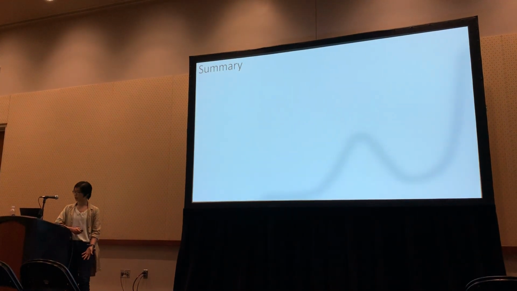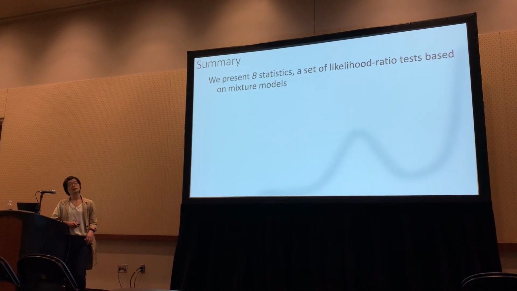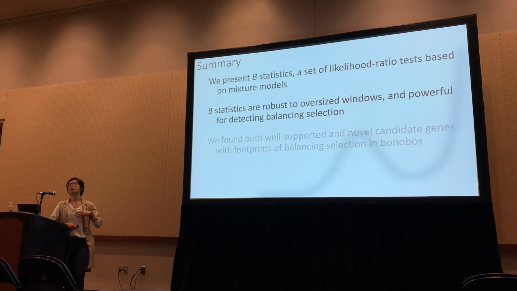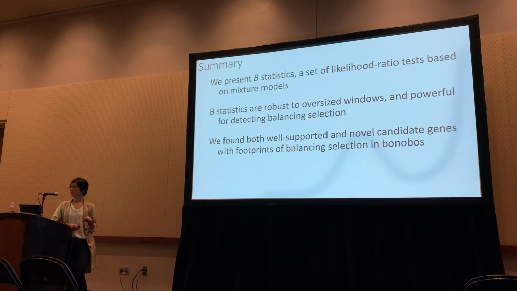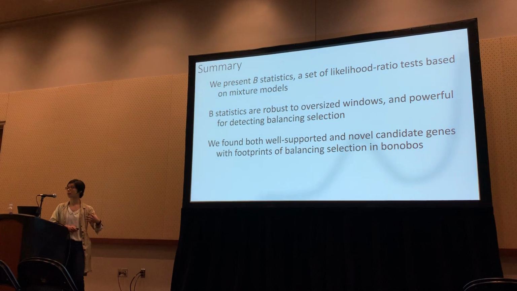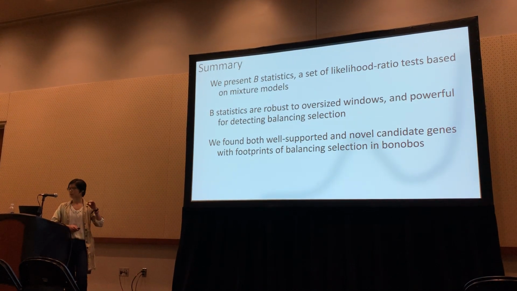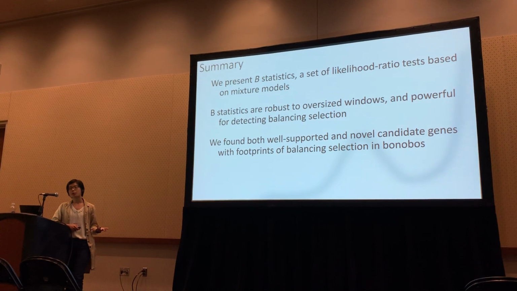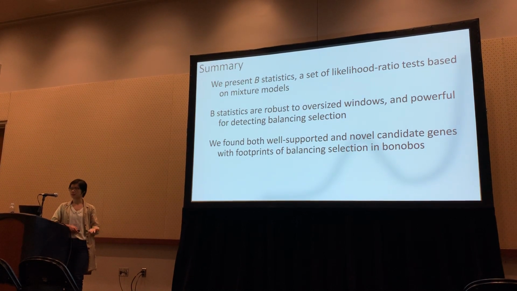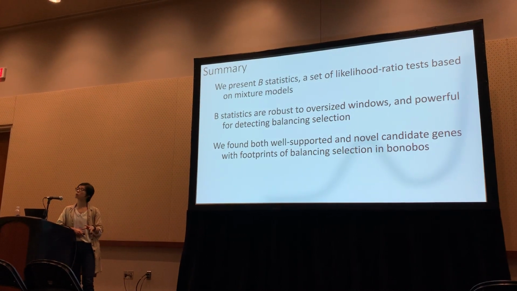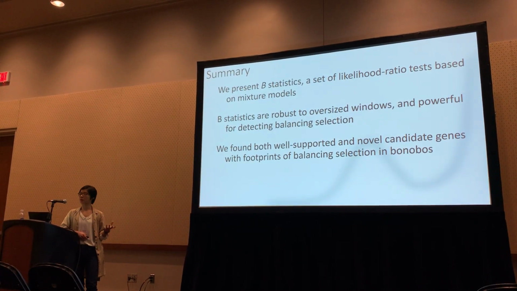And to quickly wrap up, we developed the B statistics based on a mixture model, which grants them impressive robustness to oversized windows, and they can detect balancing selection powerfully even when applied with the least optimal window size. We applied them on bonobos, and we found well-supported candidates such as MHC genes, and we also found novel candidates that correspond to their unique biology one way or another.